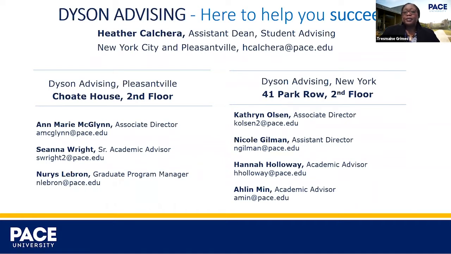So I wanted you to see who those people are, because you'll hear some of these names and they will ring a bell once you get to Pace. You'll say, oh, I know these people. They've been in communication with me since before I even arrived. The person who is directing the advisors for Dyson is Miss Heather Calchera. She's an assistant dean, and she works in both the New York City and Pleasantville campuses. And so you'll see the names of some of the advising staff there. There's a different team. Choate House is in Pleasantville. It's a pink building that's on our campus.